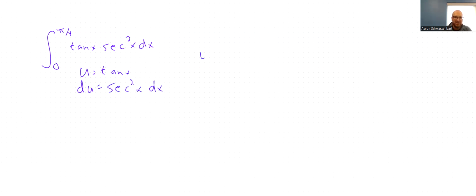I also need to find u of pi over 4. The tangent of pi over 4 is 1. It's opposite over adjacent, and pi over 4 is 45 degrees. So that's a 45-45-90 right triangle, where these are both equivalent, whatever they are. Opposite over adjacent, 1 over 1. U of 0, the tangent of 0, has an opposite of 0 and an adjacent of 1.